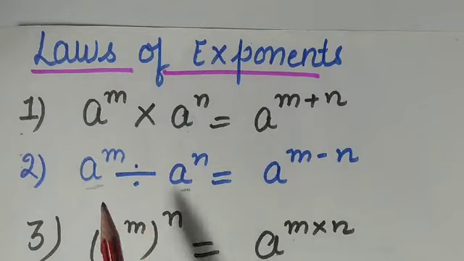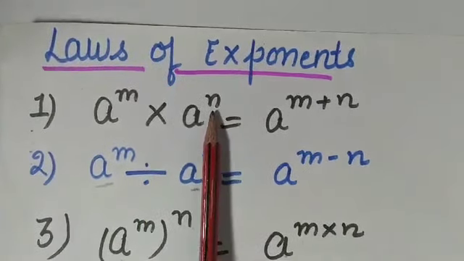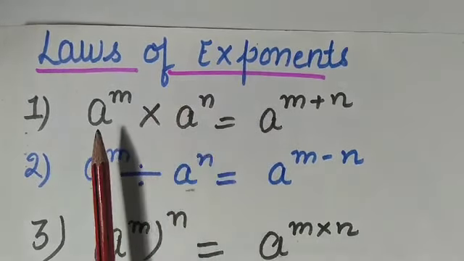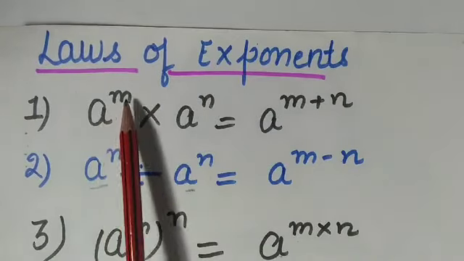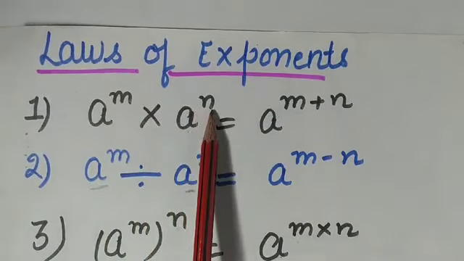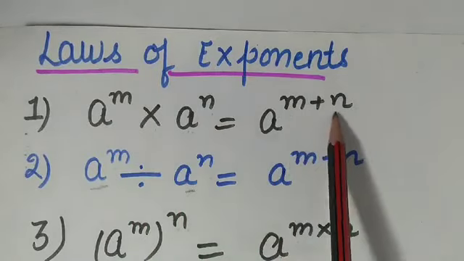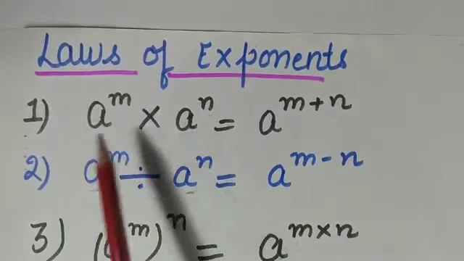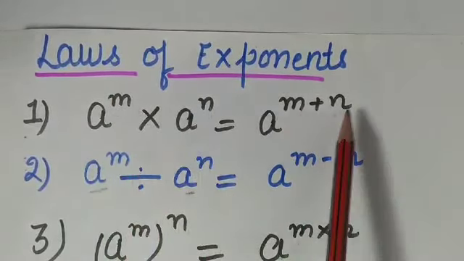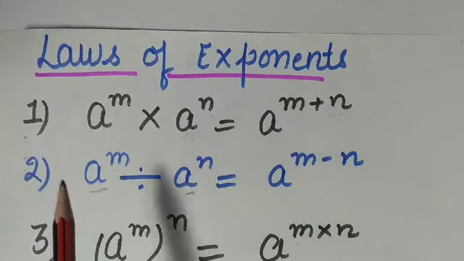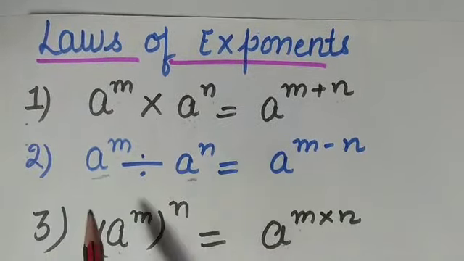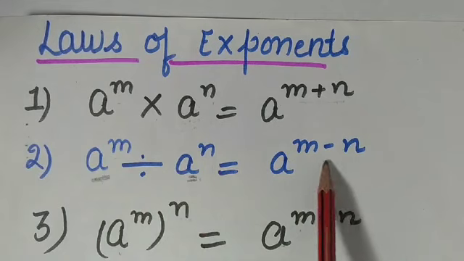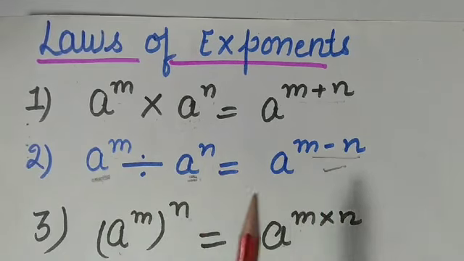In the previous lecture, we started with laws of exponents. These are the rules which we can apply on exponential numbers. First we learned that a raised to the power m into a raised to the power n is equal to a raised to the power m plus n. When you have the same base and you are multiplying two exponential numbers, then the powers get added. This is the first law. After that we learned that when you are dividing two exponential numbers having the same base, then the powers get subtracted.